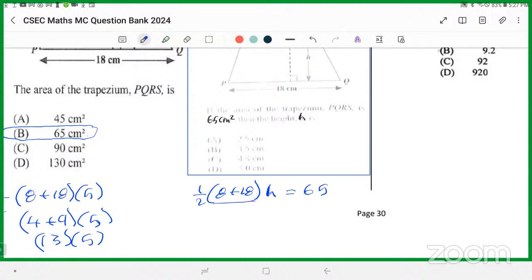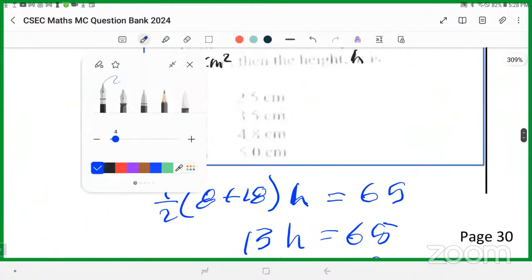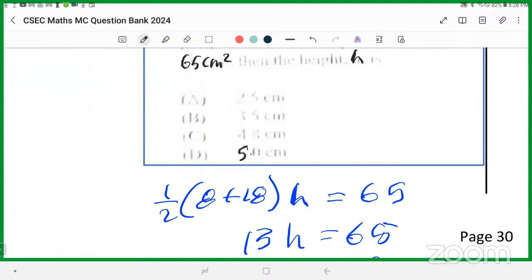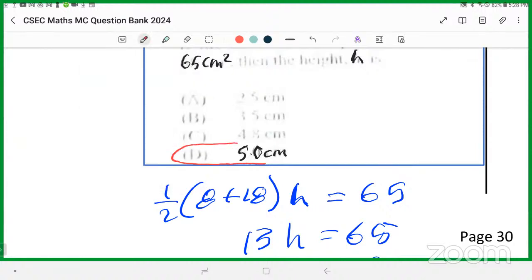Again, this inside here will be 13, because it's half of the 8 and the 18, that's 4 plus 9. That's 13 again. So this will become 13h equals 65. And you divide by 13. The h will be equal to 65 over 13, and that works out to 5. So the answer will be 5.0 centimeters right here. All right, that is it from another paper. So these come from different papers.